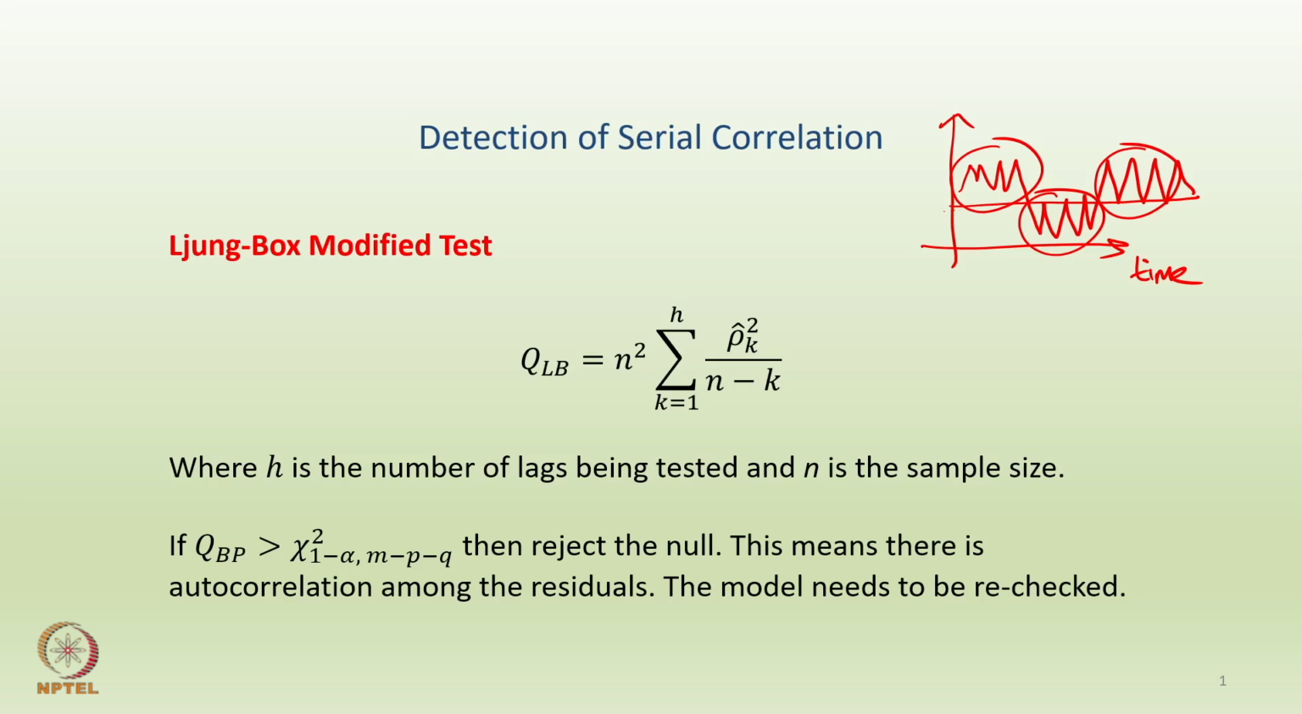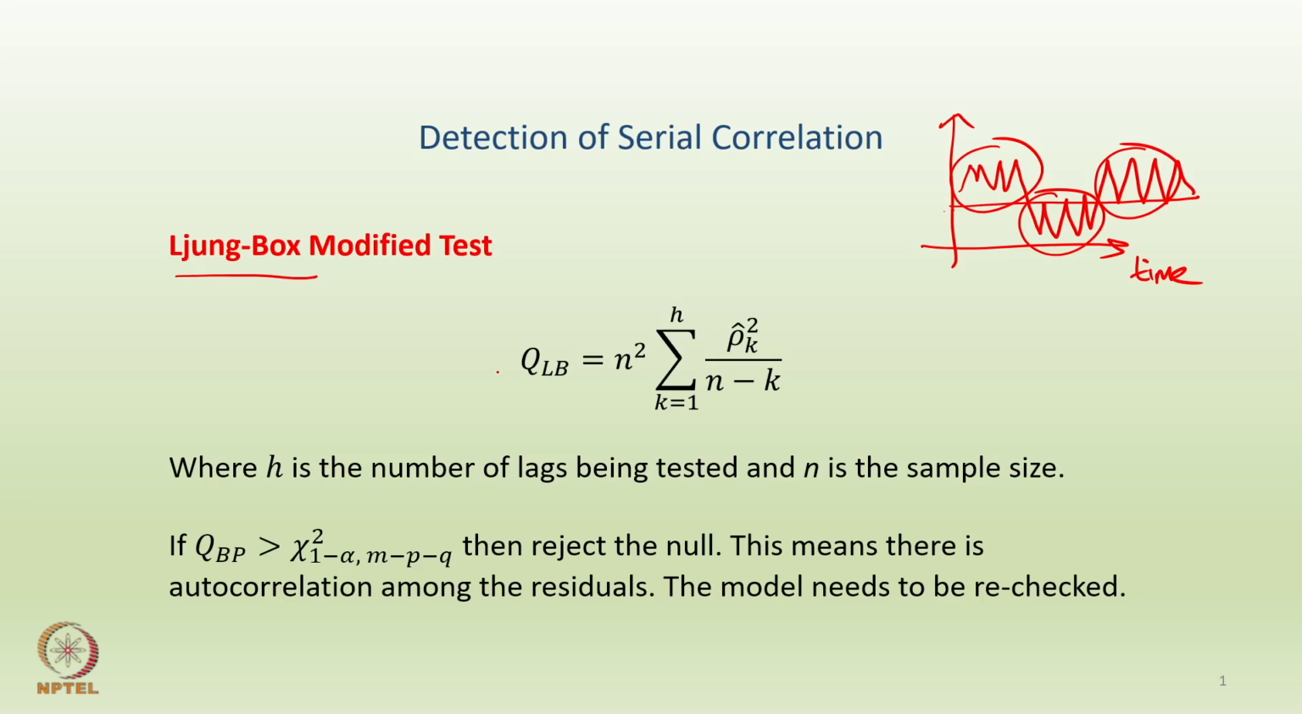Now just to complete this idea of serial correlation, the first thing we will do in today's lecture is discuss another hypothesis testing procedure which is given by Ljung and Box. These are two different people who came up with this modified test jointly, hence the name Ljung and Box modified test, okay.